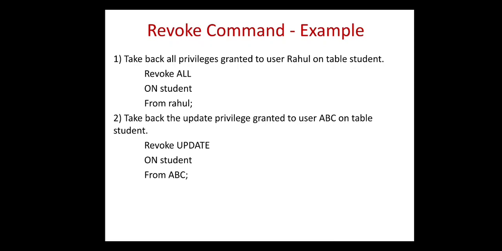Second example is take back the update privilege granted to user ABC on table student. In grant we saw an example where to user ABC we granted view and update. Now from both of them, view and update, we are taking back only update. So we write here the specific privilege: REVOKE UPDATE ON student FROM ABC.